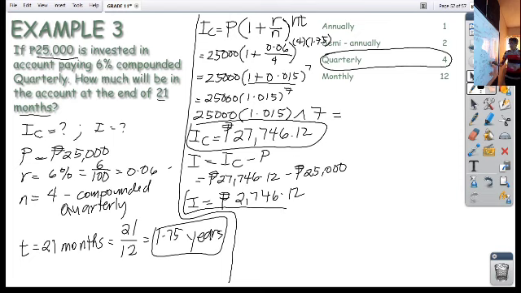So, yan. That is our final answer. I hope na sana ay may natutunan kayo from the first example until the last example.